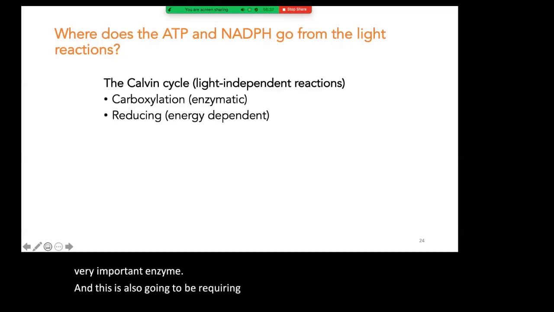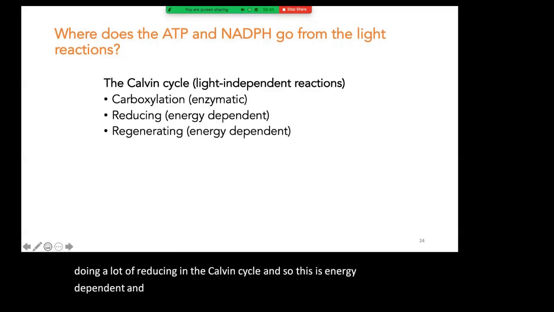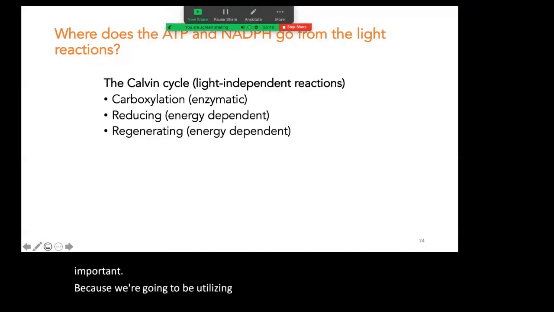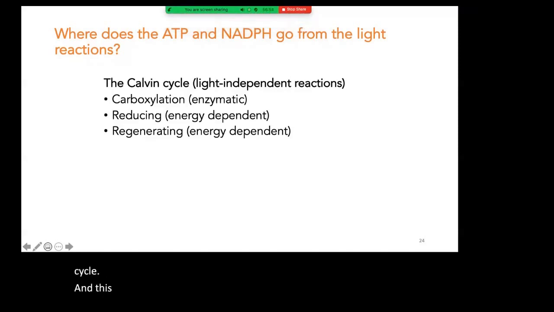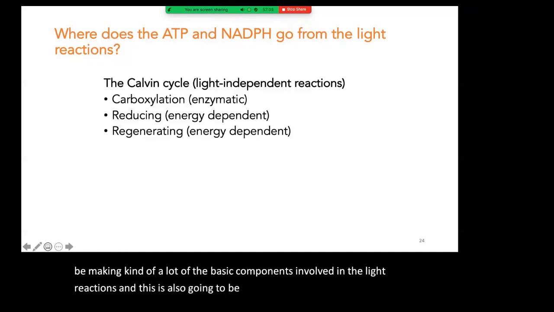And so we're going to be doing a lot of reducing in the Calvin cycle. And so this is energy dependent. And that's where this ATP and NADPH is going to be important, because we're going to be utilizing the stored energy to fuel the Calvin cycle. And this is also going to be a regenerating process. We're also going to be making a lot of the basic components involved in the light reactions. And this is also going to be utilizing a lot of energy as well.